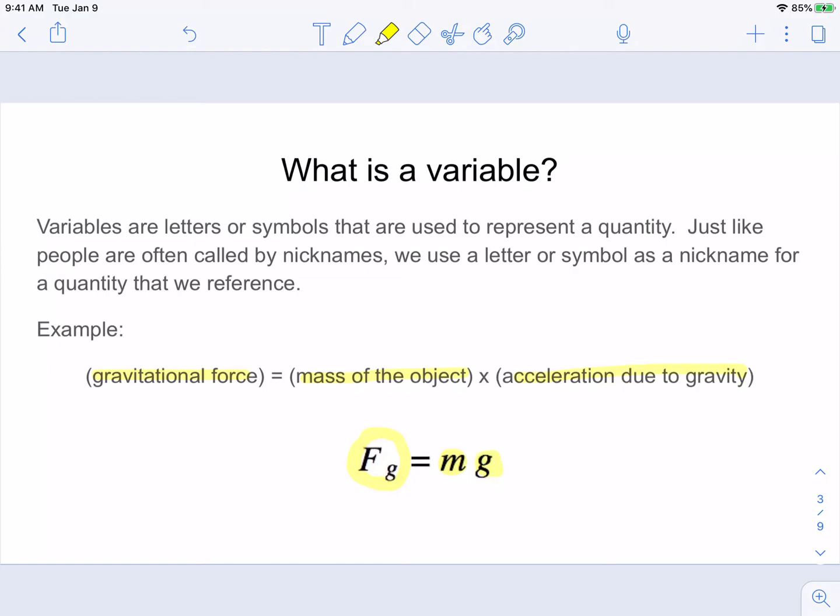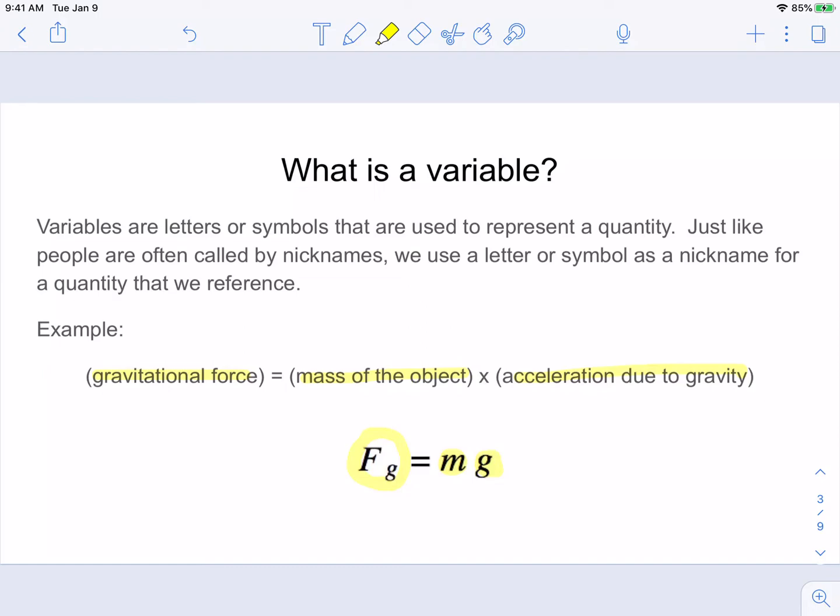So as you look at this equation, it would be a mouthful if every time I needed to reference the relationship between these three variables, I had to say the gravitational force is equal to the mass of the object times the acceleration due to gravity. Or if you had to do a whole bunch of problems on a piece of paper and write all those words out, it would take forever. It would be a waste of time. So what we do instead is we use variables.